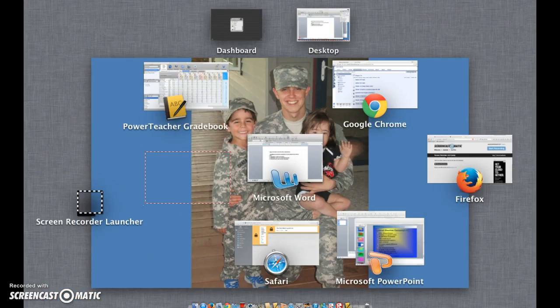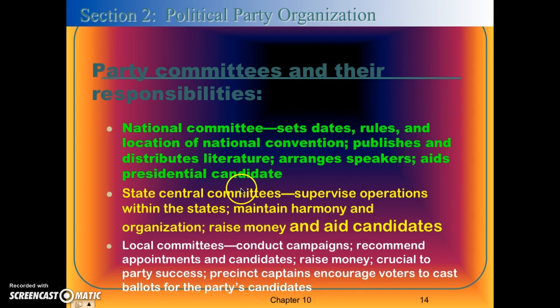Now I'm going to go back to the PowerPoint notes. Okay, national committees, what do they do? They set dates, rules, and locations for a national convention. National conventions are huge, huge events. Whatever city hosts a national convention, this is going to mean a lot of money for them. It's going to mean tens of millions of dollars are going to be pouring into this city.